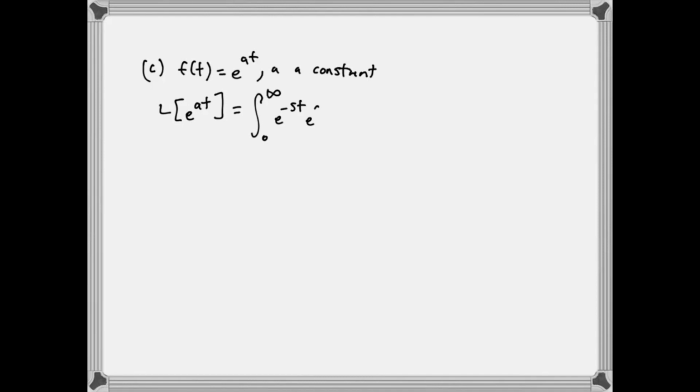How does the Laplace transform react to exponentials? So what if we have e to the at, where a is a constant? What would be the Laplace of e to the at? This is going to equal the integral from 0 to infinity of e to the negative st times e to the at dt. So what is this equal to? Well, this is just e to the t times a minus s, if you combine exponents.